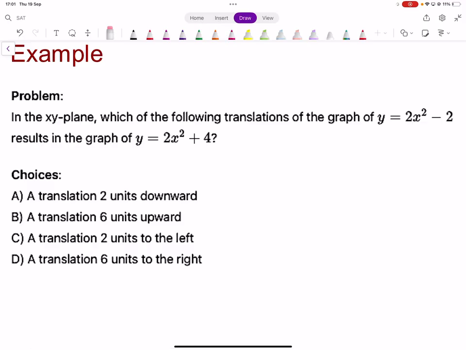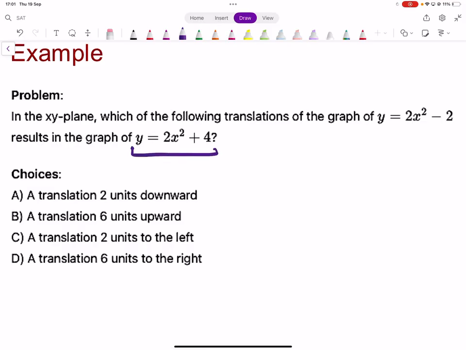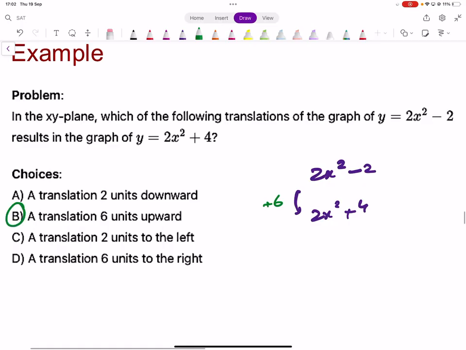Now, which of the following translations of the graph of y equals 2x squared minus 2 results in the graph of y equals 2x squared plus 4? So how do we transform this to get 2x squared plus 4? 2x squared minus 2 to 2x squared plus 4. What is changing? You're adding 6 to the whole function. Is that vertical or horizontal? Doing something to the whole function, so it's vertical. 6 units up. Right? Which option is that? B. Right?